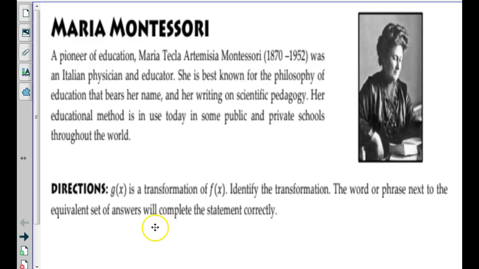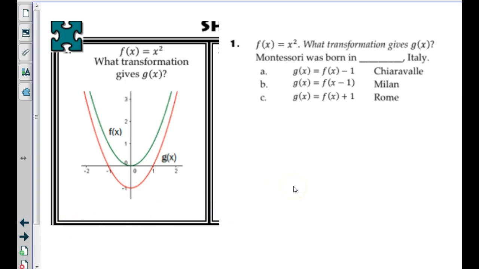All right, guys, so this is a quick warm-up. The directions are just to start with f of x and identify the transformation that winds up on g of x. And I think it'll be much easier if we do them kind of together here because mine are color-coded, okay? So the green one is the original.